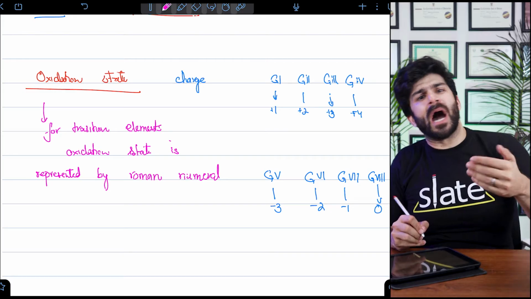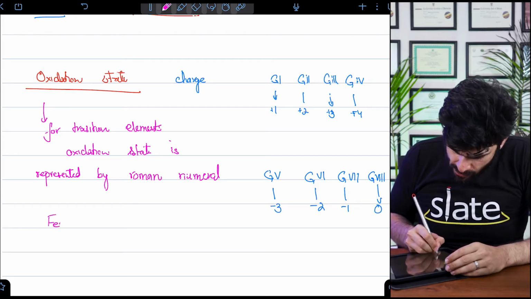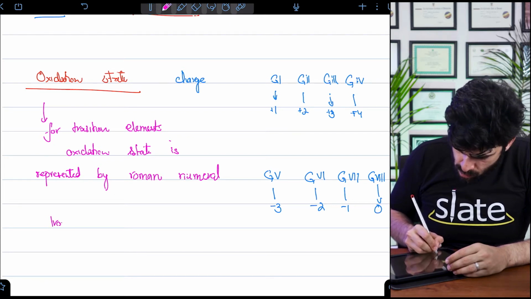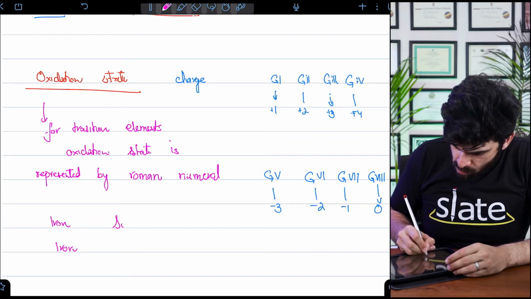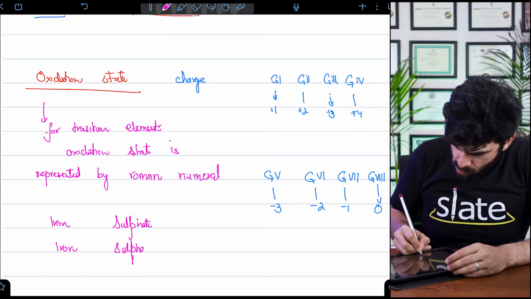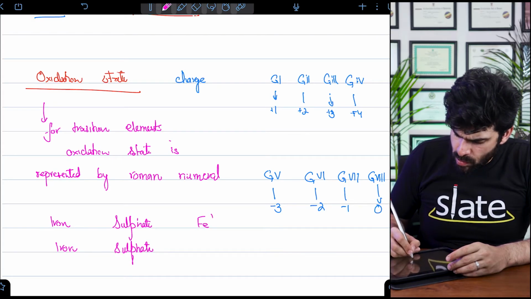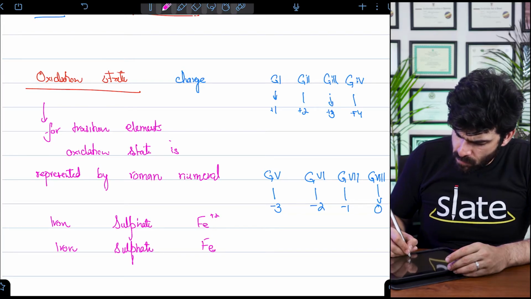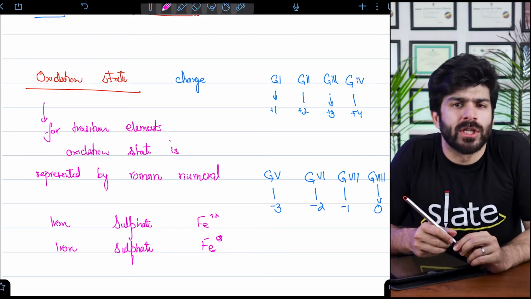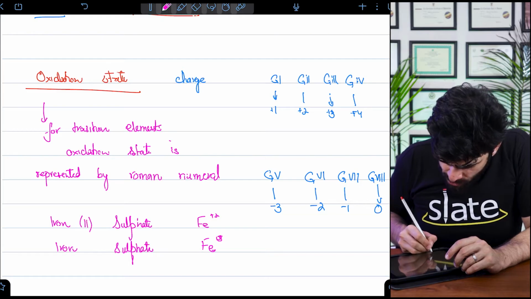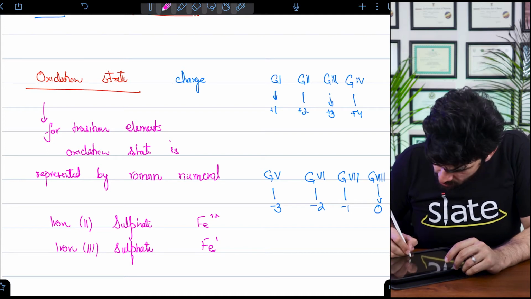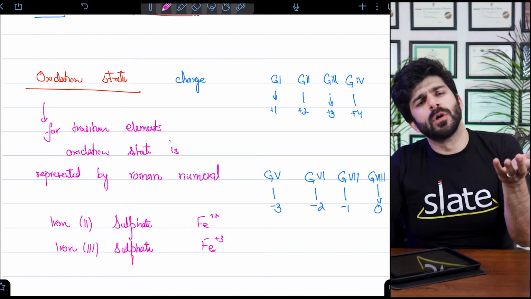For example, we have iron sulfate. We know there are two types of iron. Iron plus 2, iron plus 3. So we will show that whichever oxidation state it is by just adding a Roman numeral. Roman numeral 3 for plus 3, Roman numeral 2 for plus 2. So that is the oxidation state.